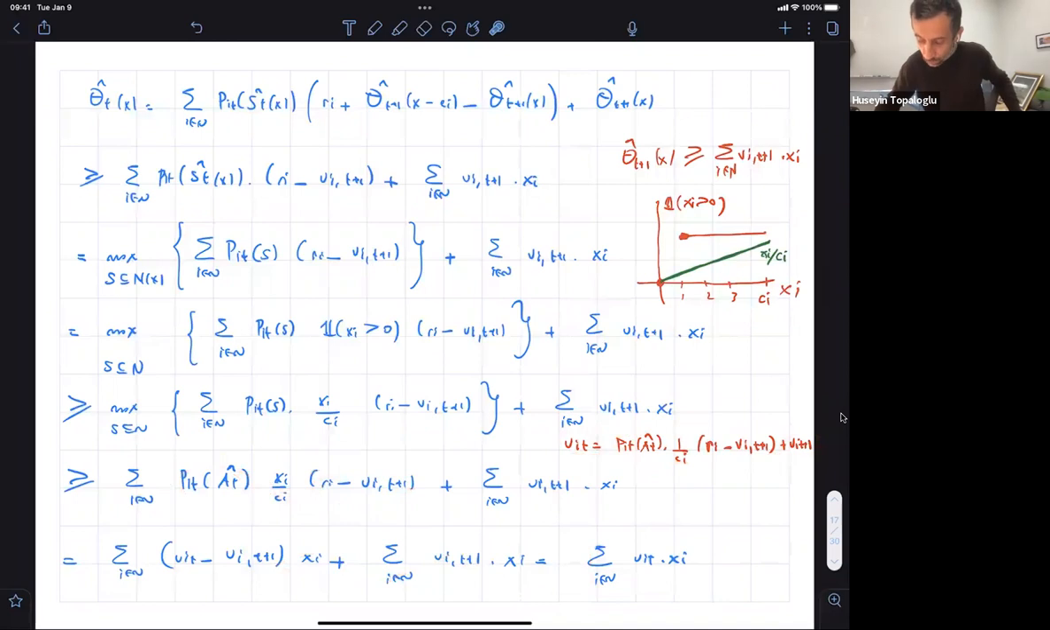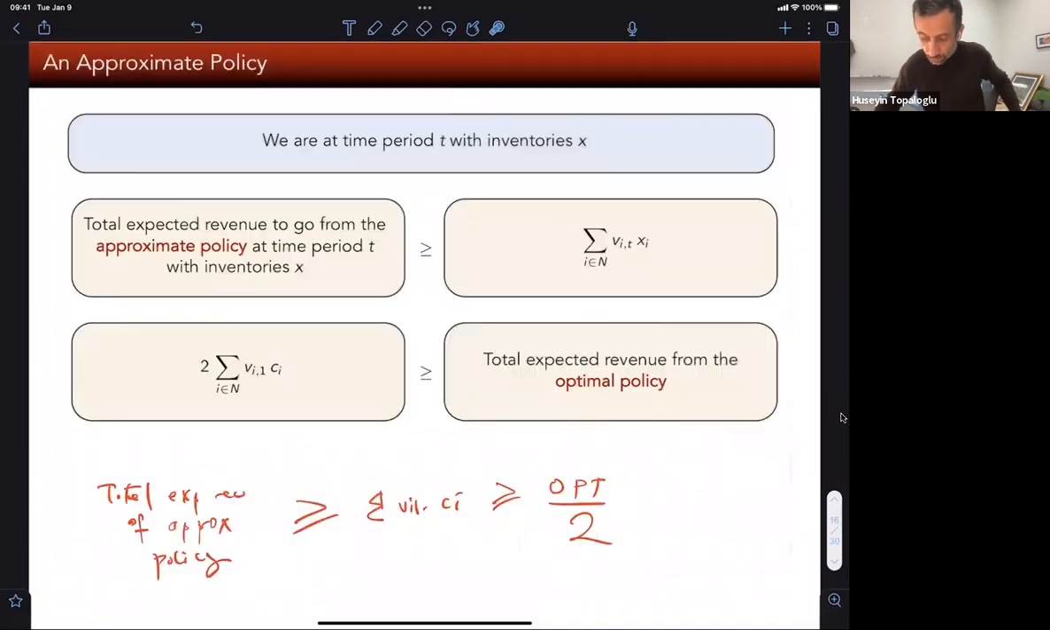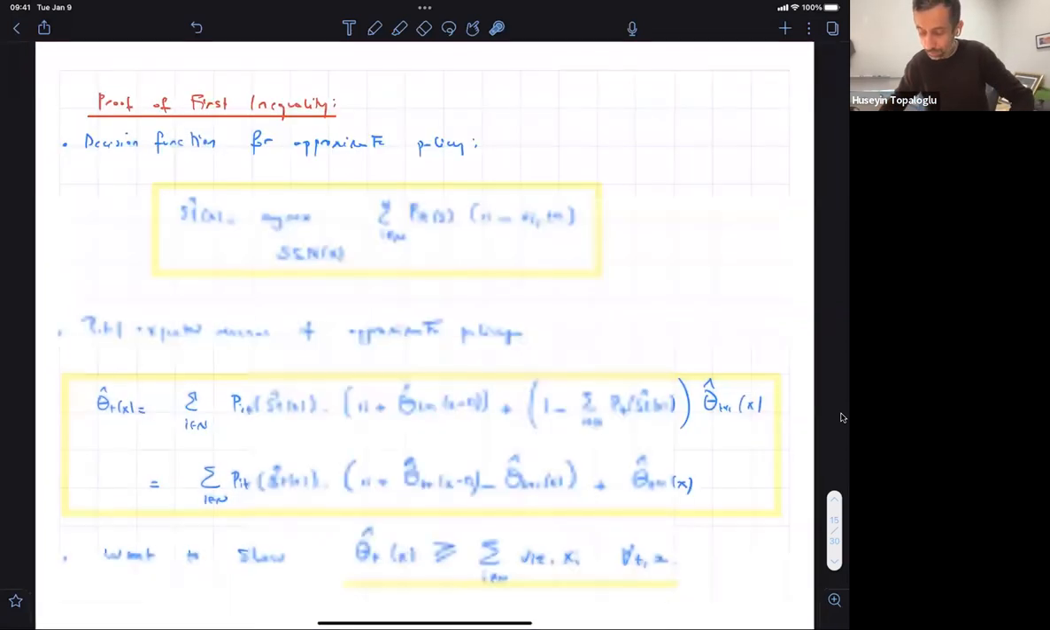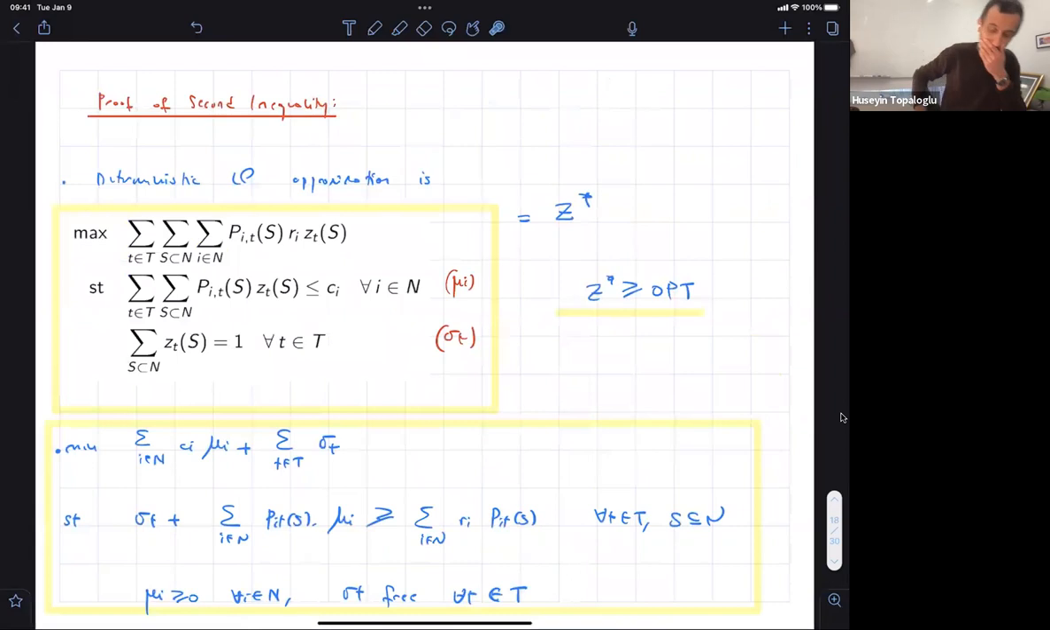Okay, so let's go to the second inequality that we wanted to show. We wanted to show the following: 2 times this initial evaluation of the capacities with the initial bid prices, at the initial capacities, is at least as large as the optimal total expected revenue from the optimal policy. Here's how we're going to do that.